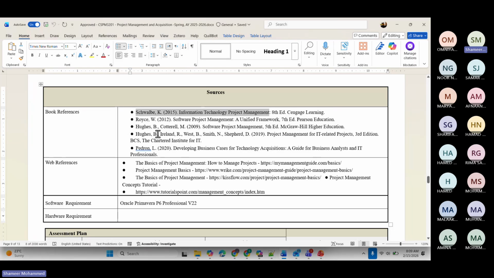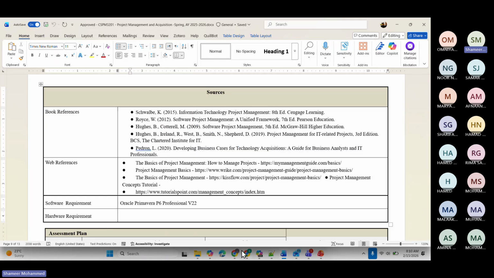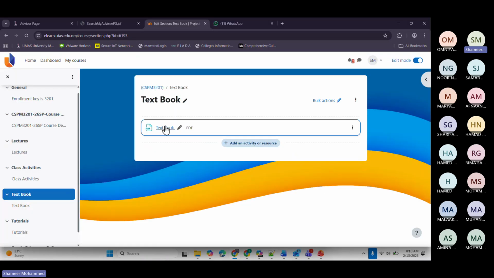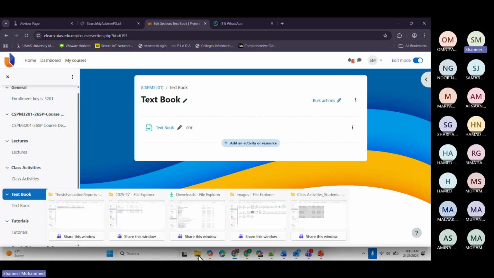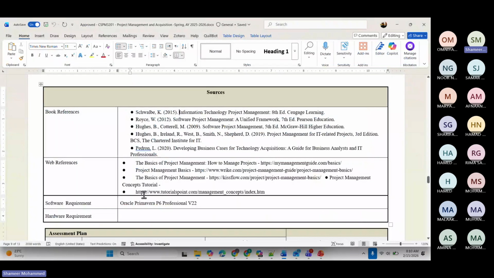These are all the suggested books, these are all the references. The main book is this one, the one which I uploaded here. Okay, next one is your references. If you want to study something from the internet, you can study by logging into these URLs.